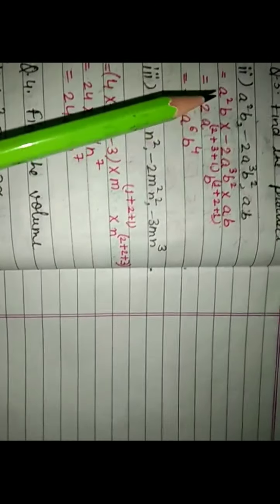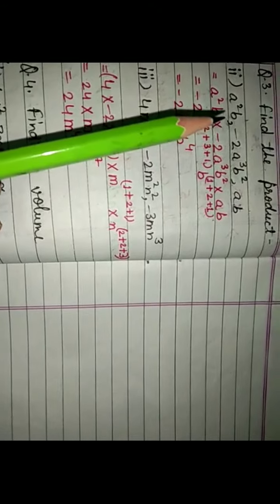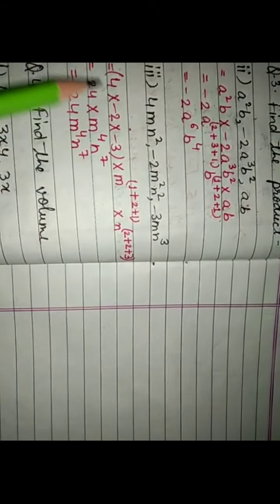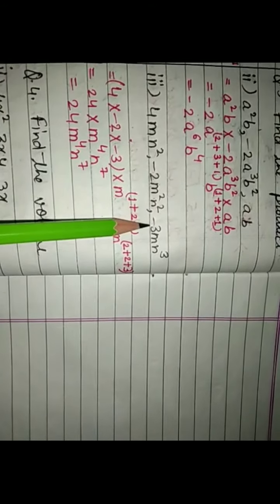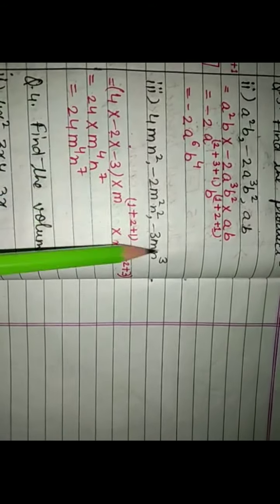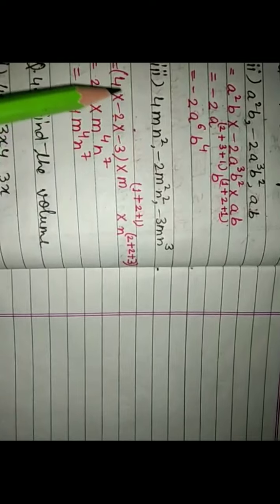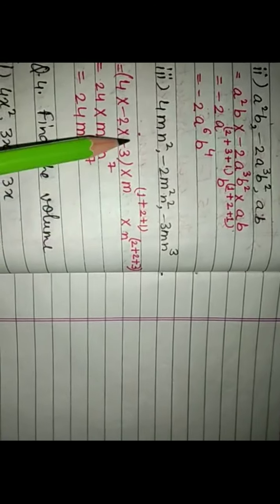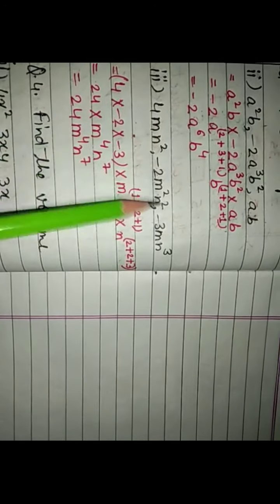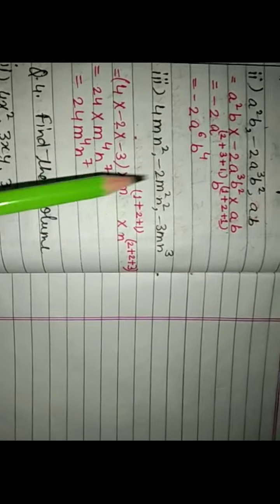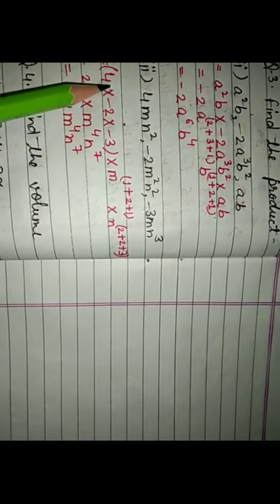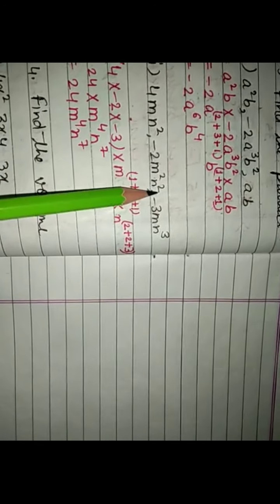Like this you will do all parts of this question. You get all the products. It is a very easy question. Please be careful when you multiply all these monomials. Be careful, students. So 4mn square, comma again like this. Put all monomials in this way, and don't forget to write this sign and this sign also.